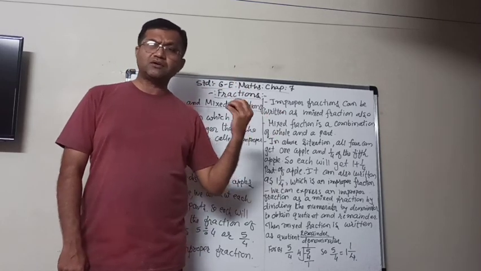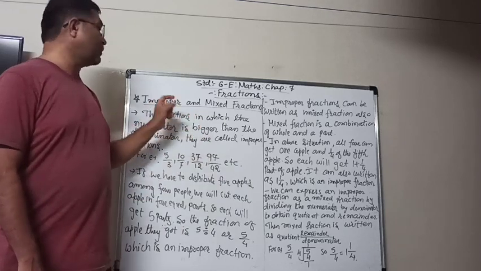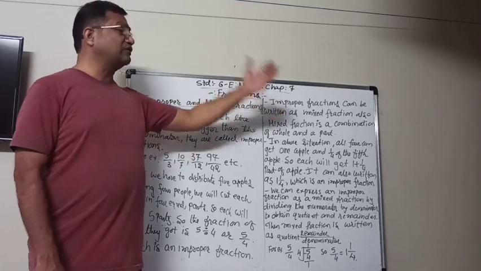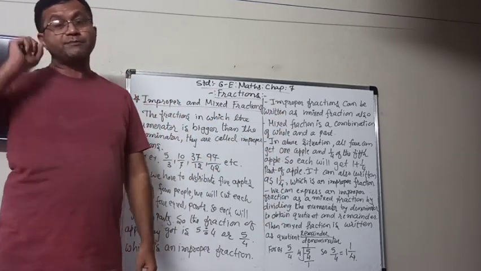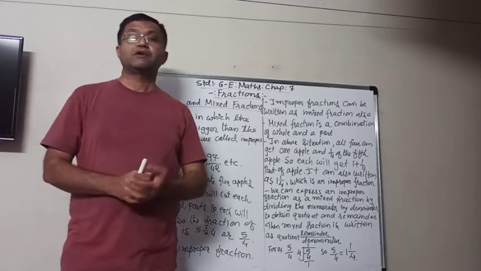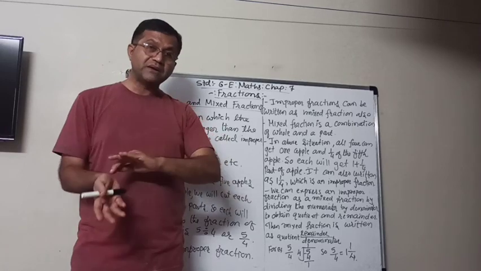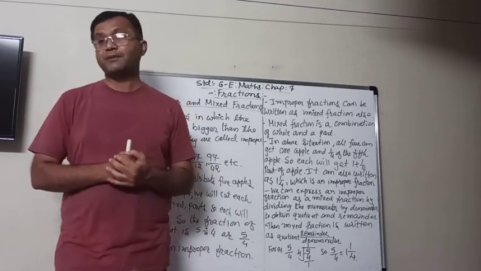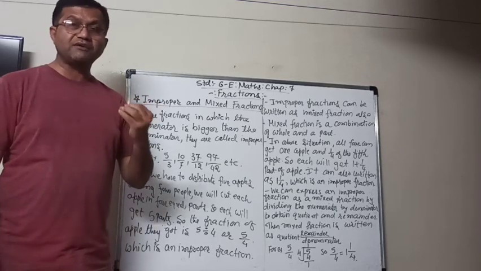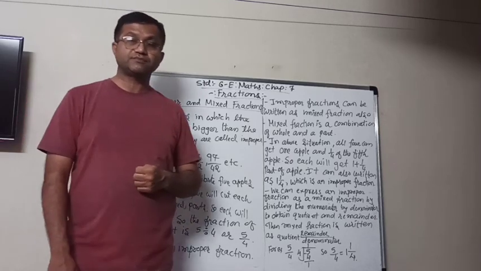Now we are going to learn about the second type of fractions, that is improper fractions, and they can be written in the form of mixed fractions. So they can be interchanged from improper fraction to mixed fraction, or from mixed fraction to improper fraction also. First of all, we will see what improper fractions are.